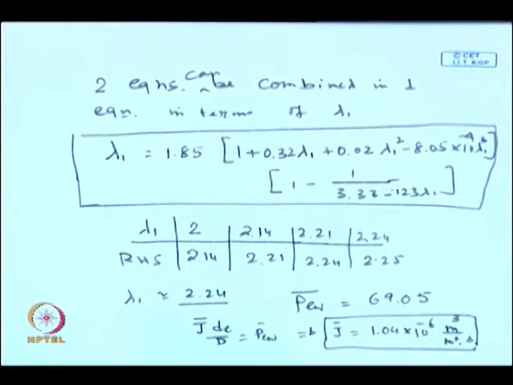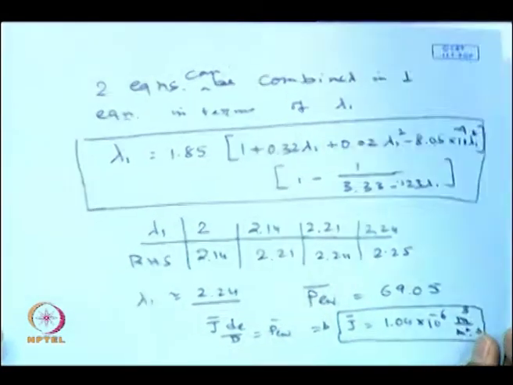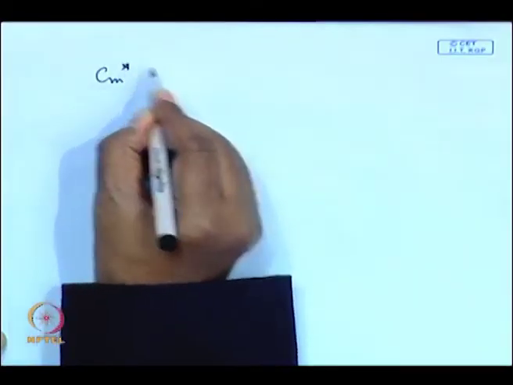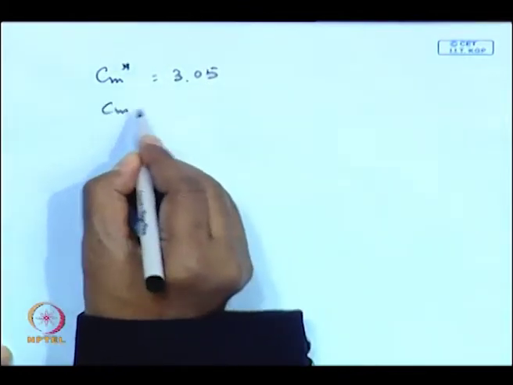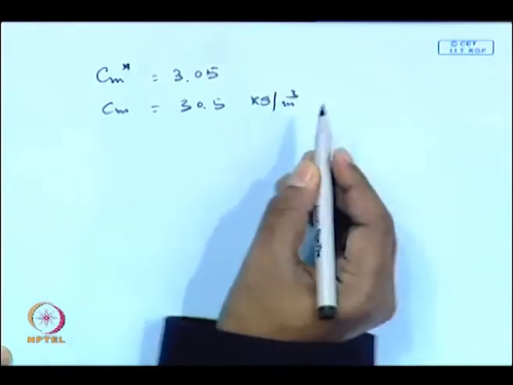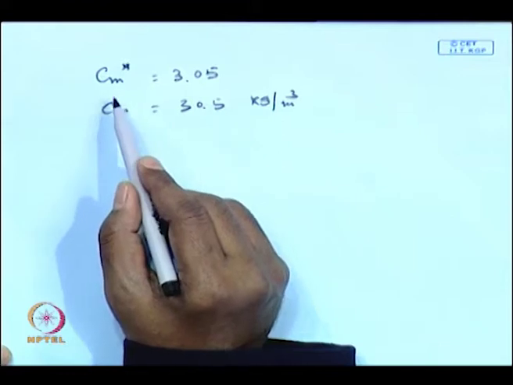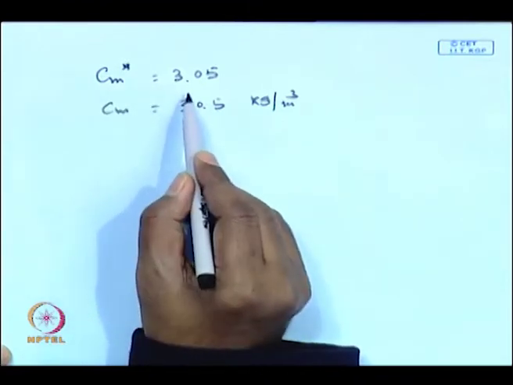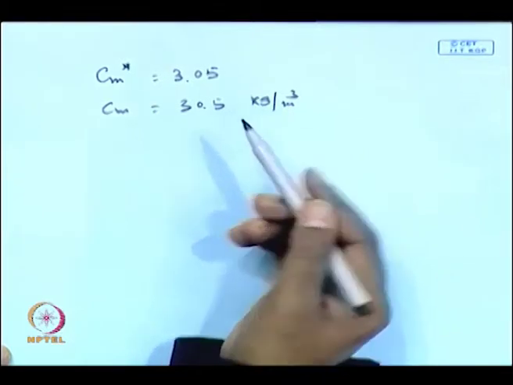Okay. That is the value of length averaged permeate flux. So, you can calculate what is the permeate flux, what is the membrane surface concentration. The membrane surface concentration turns out to be 3.05 Cm star. So, Cm is 30.5 kg per meter cube. We have seen that for this particular problem, the length averaged membrane surface concentration is 3 times the feed concentration. Okay.